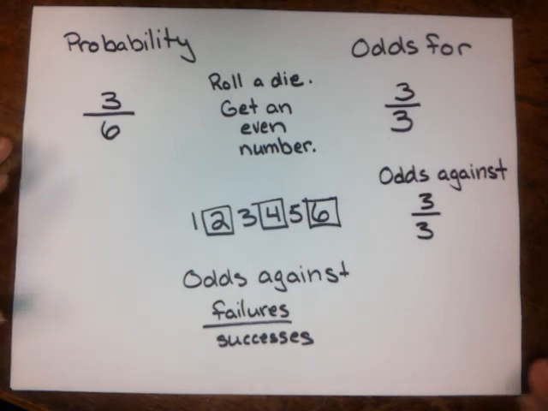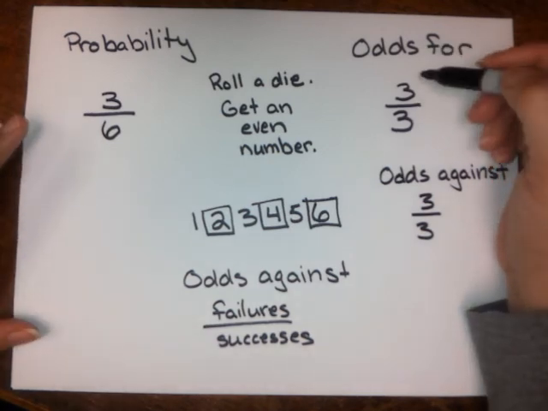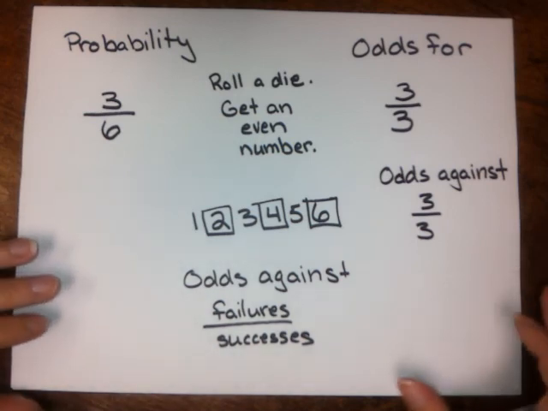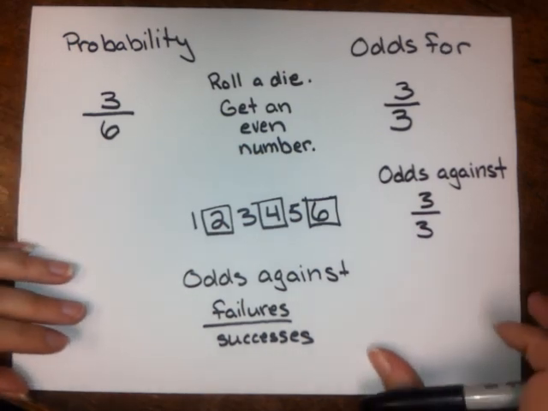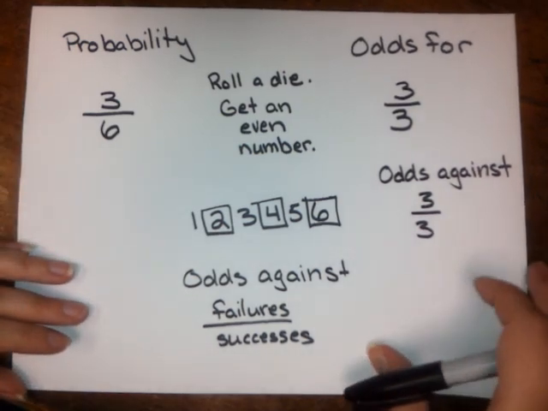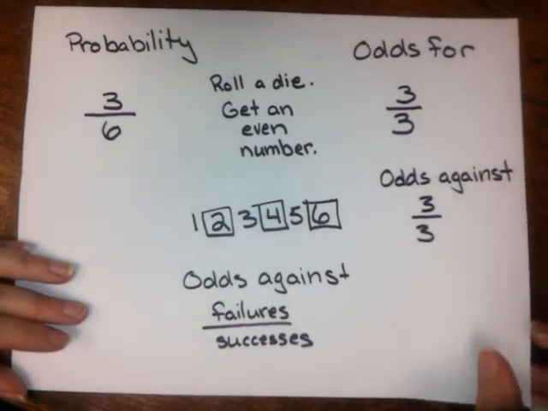Odds for and odds against are the same because the number of failures is the same as the number of successes. So we're going to take a look at some more odds videos, odds for and odds against videos for the homework help. So you can find those on the homework help site.